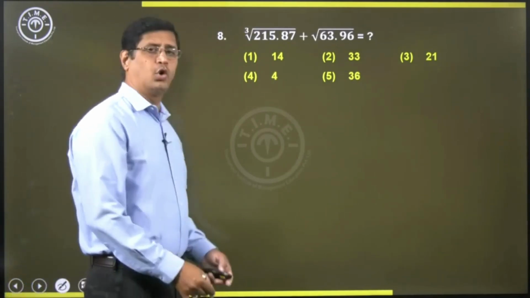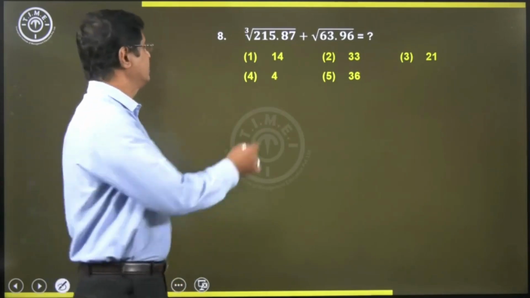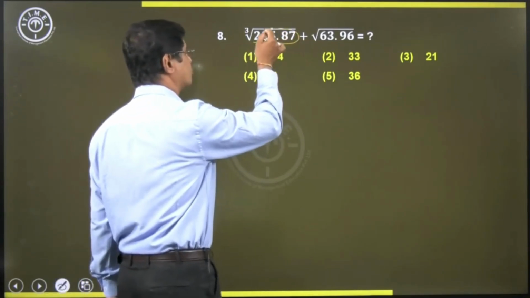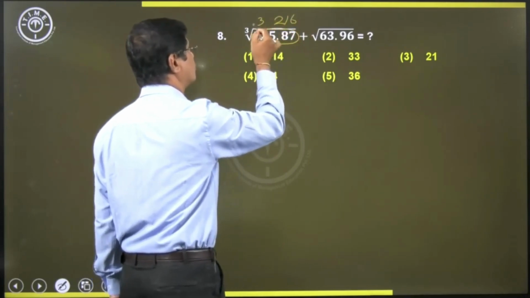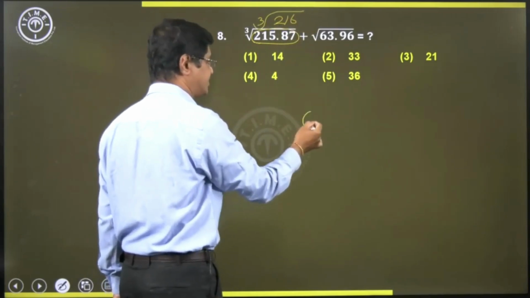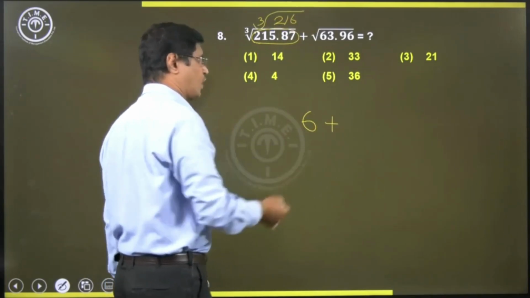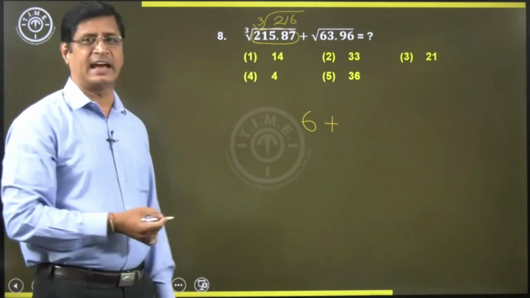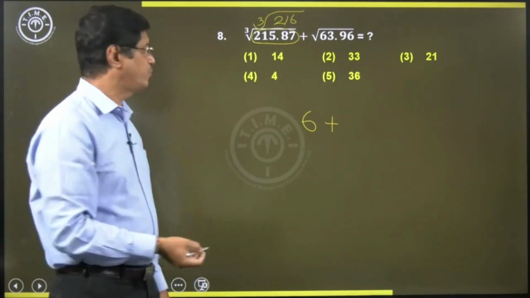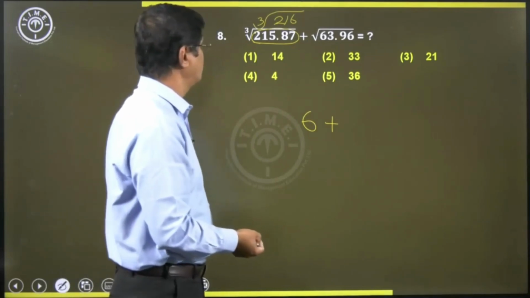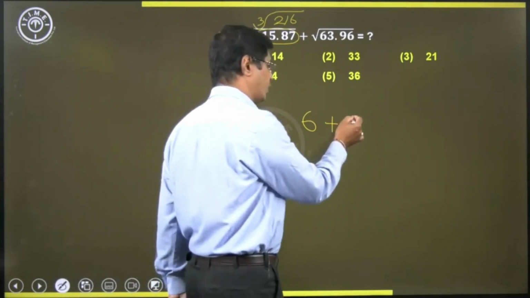Cube root of 216.87. Here it is close to perfect cube. What is the perfect cube? 216. Cube root of 216, that is 6. Now square root of 63.96. 63.96 means it is approximately 64. 64 square root. How much is the square root of 64? 8.